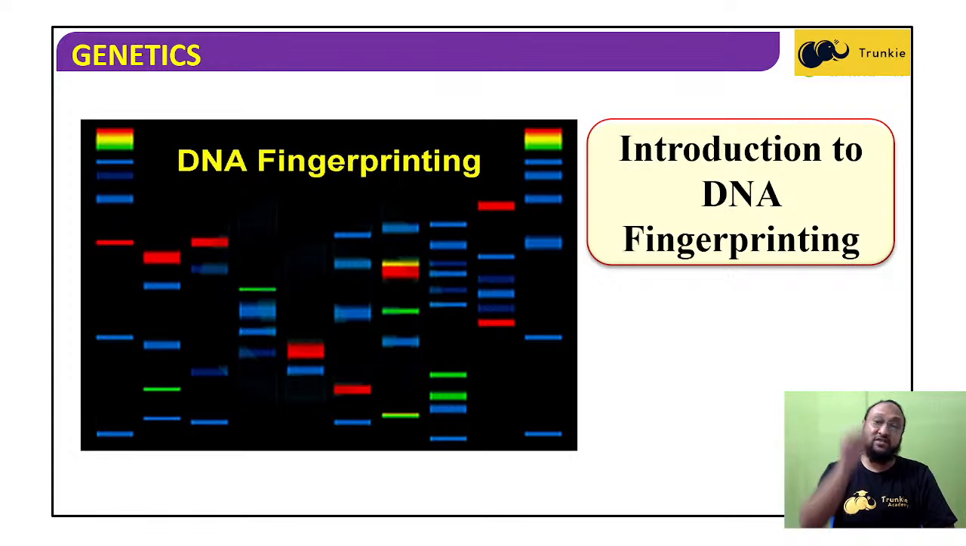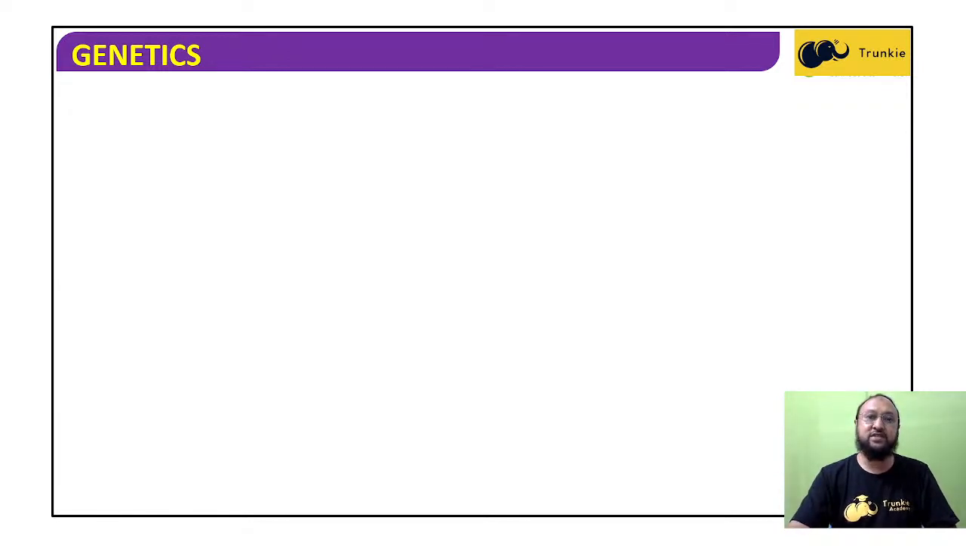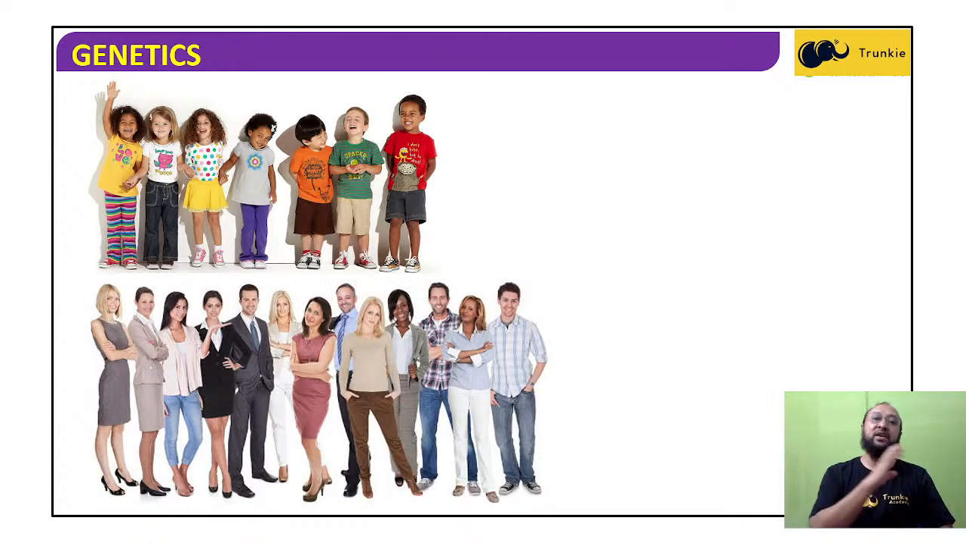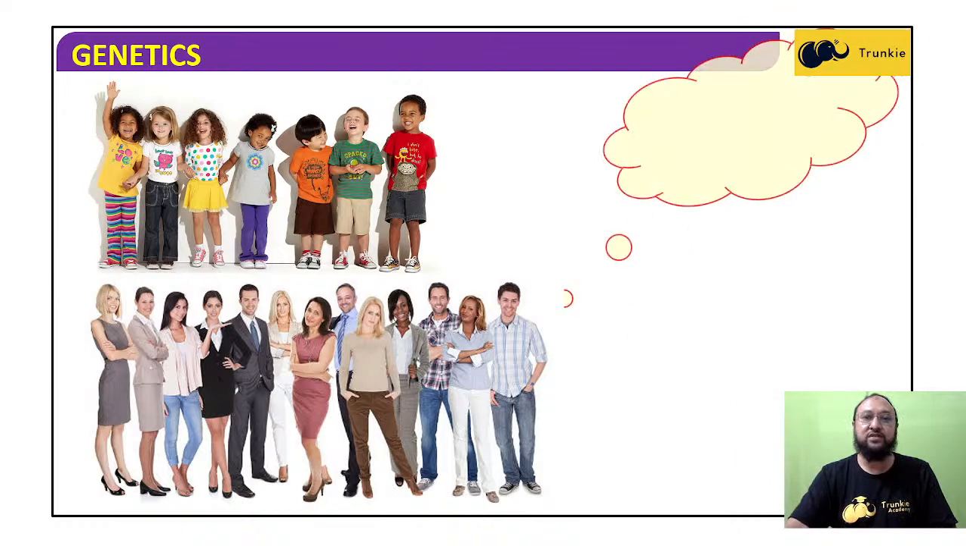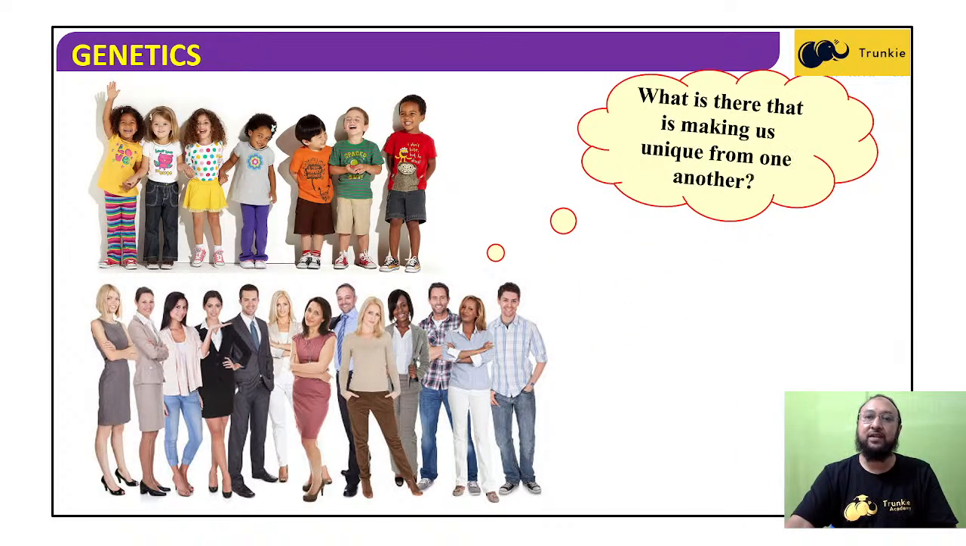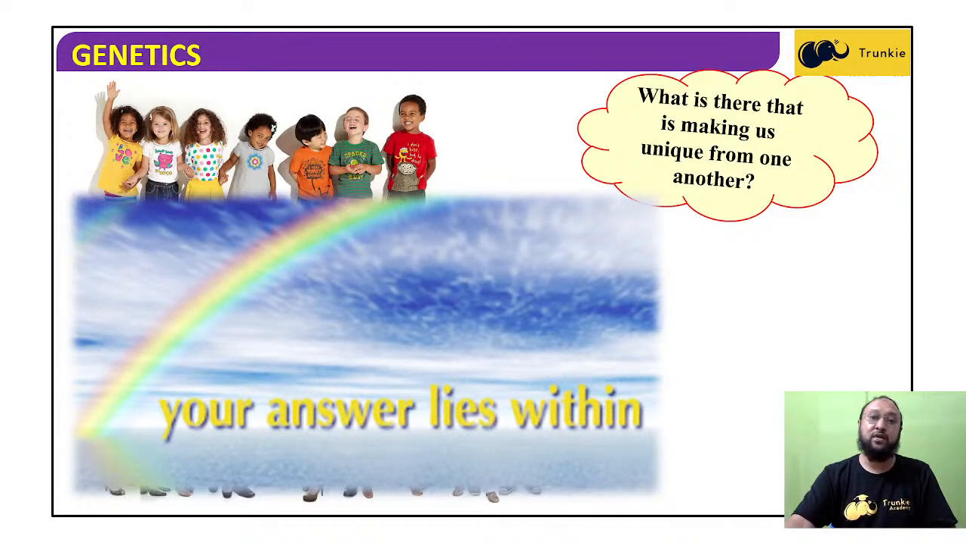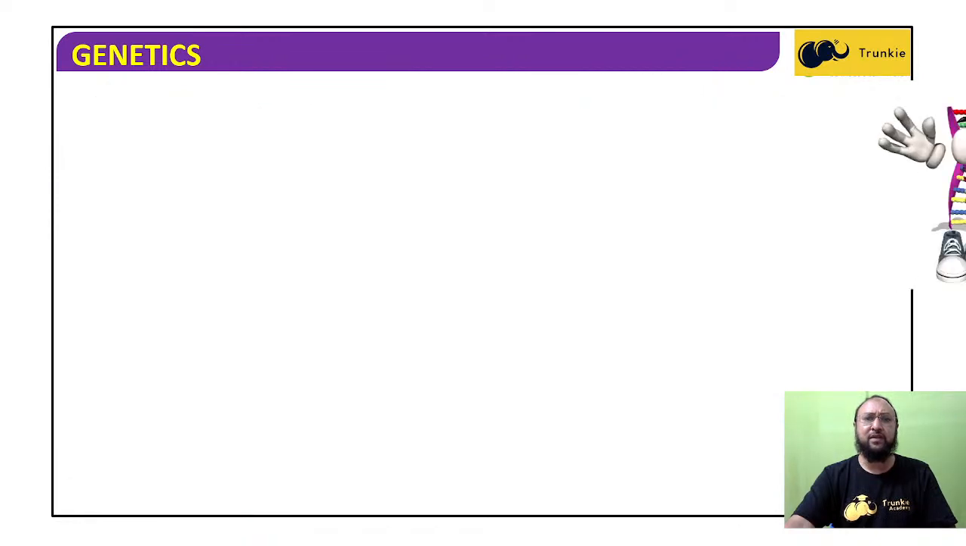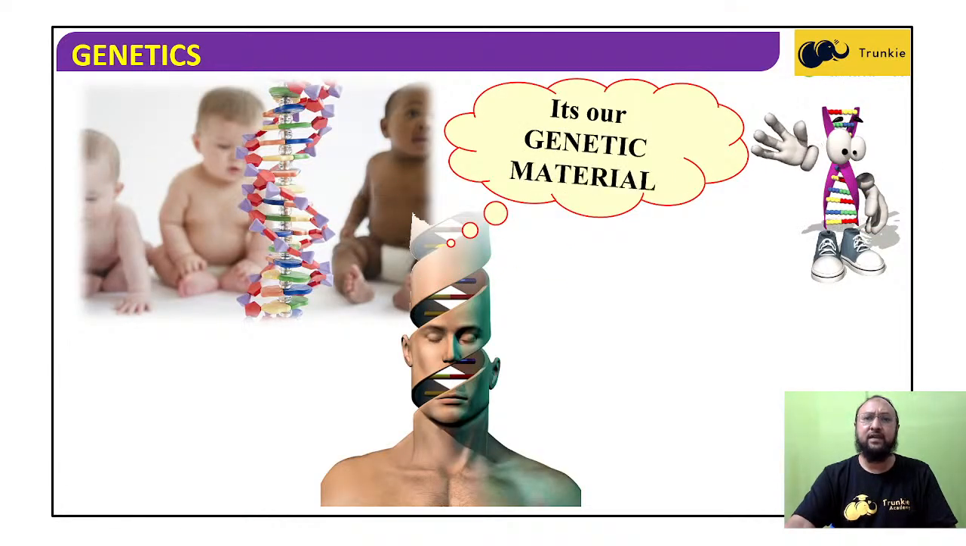There is some kind of pattern, a sequence in our DNA, and that sequence we want to match. Now you see, everybody is different. Looks may be a little similar, but each person is unique, of their own. You can say this of human races, or if you go to different parts of the world, or even brothers, and even twins, there are some differences. So what is it that makes us unique from one another? Your rainbow lies within. That means it's our genetic material.